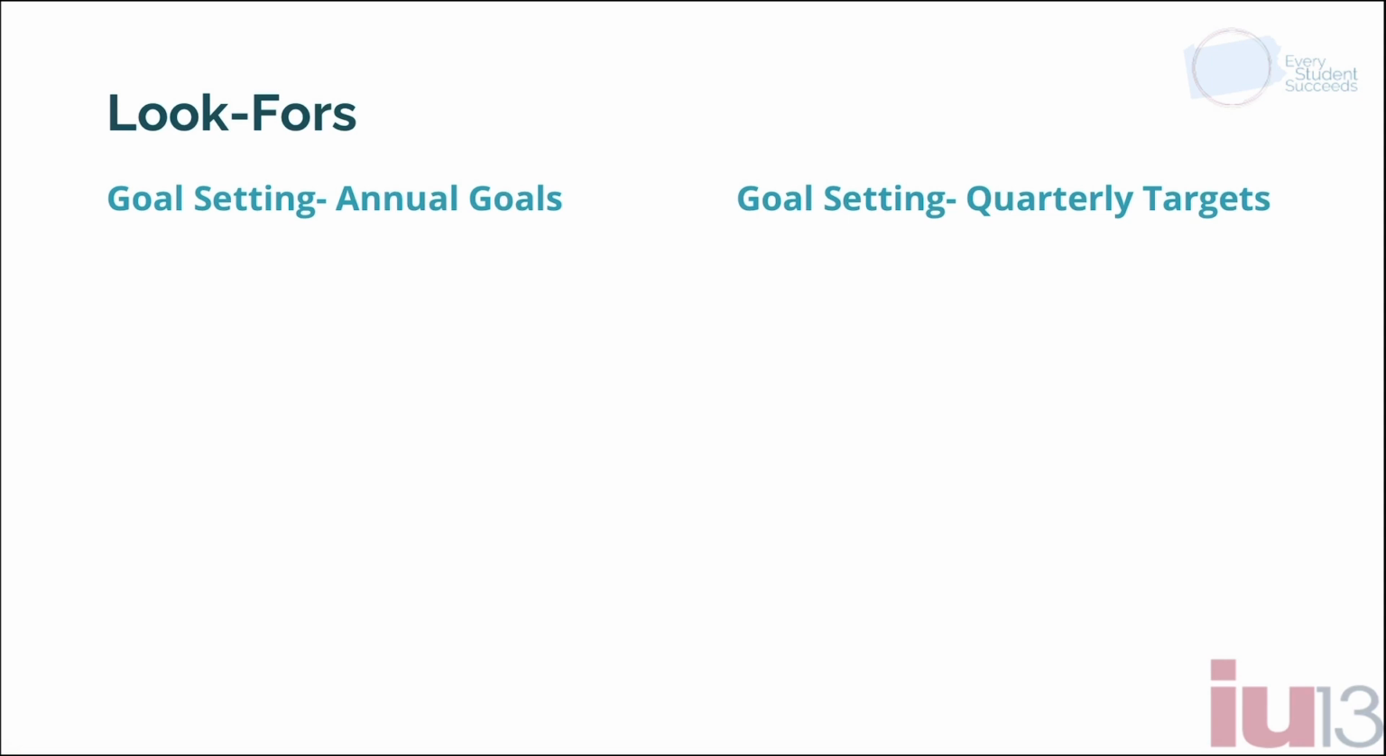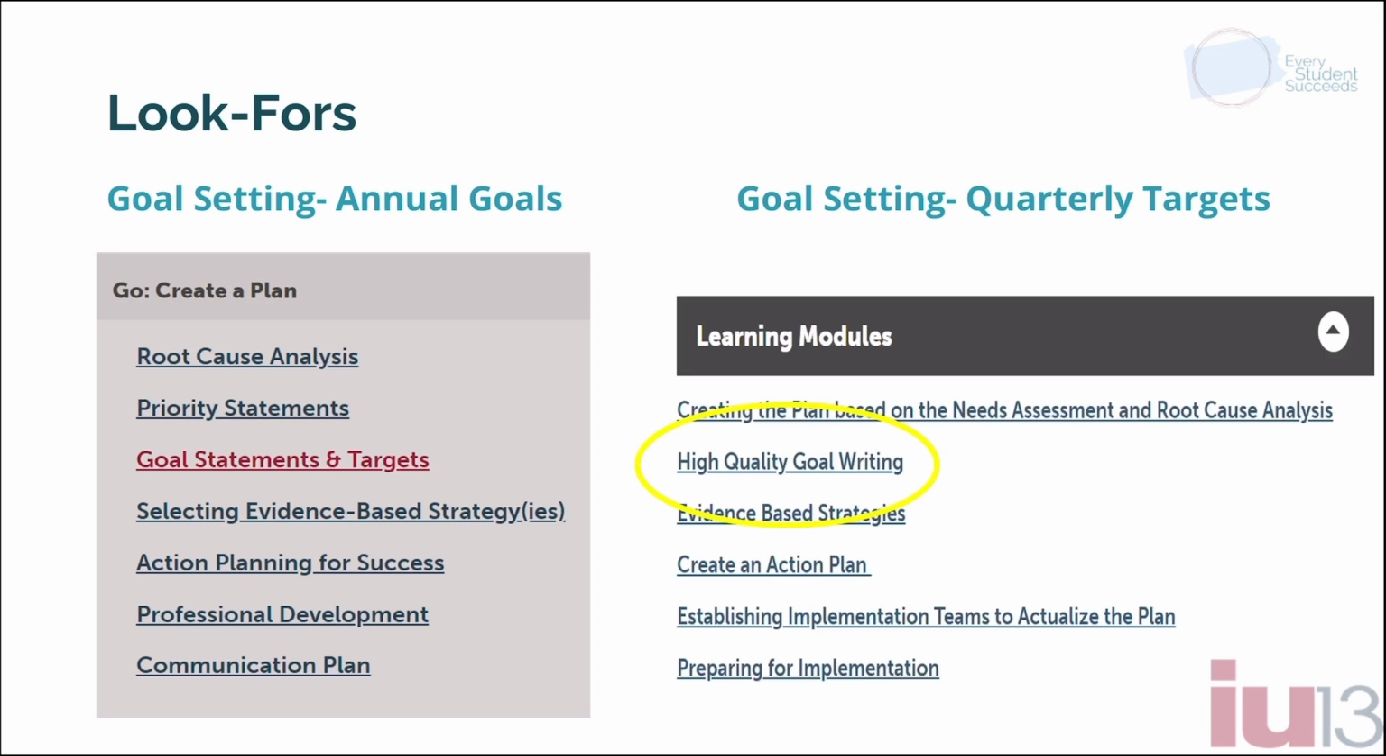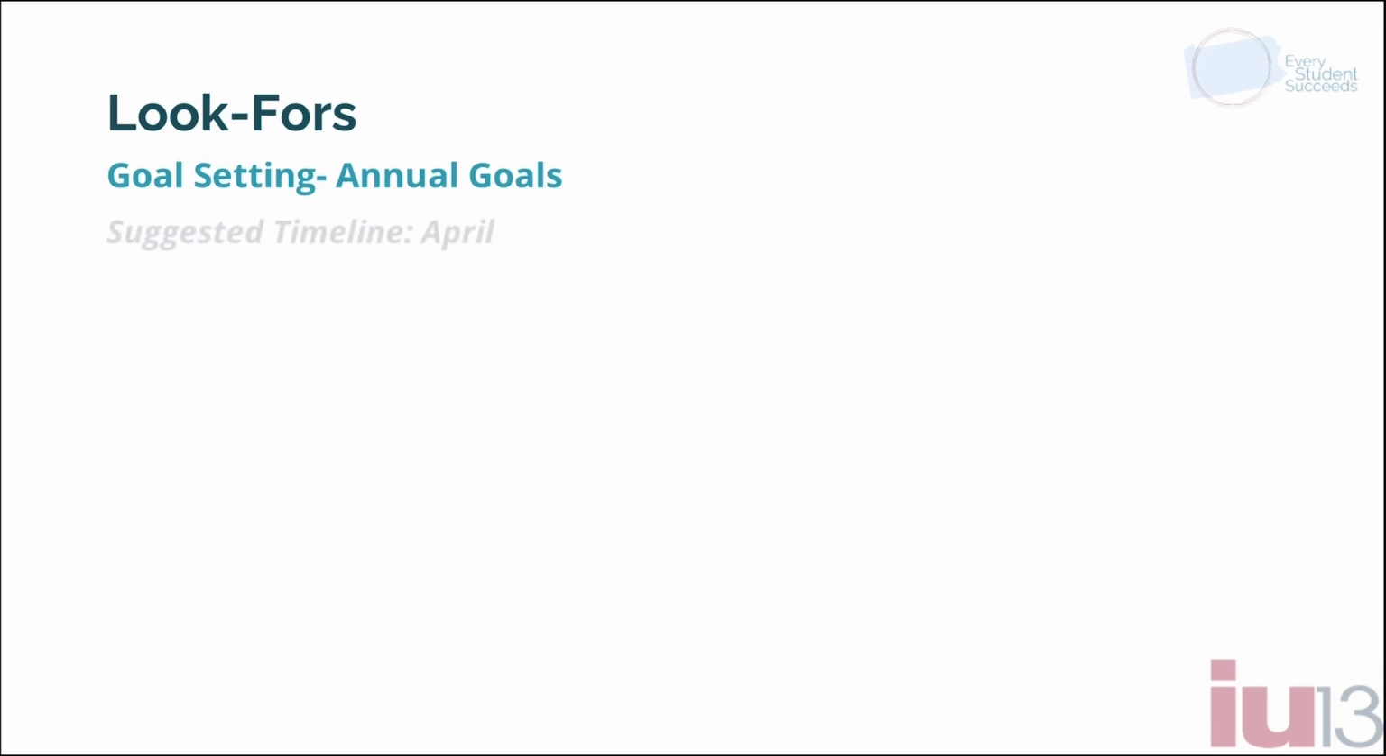There are 2 types of goals to develop, annual goals and quarterly targets. While I'll share a few look-fors, I'm not able to do justice to all that can be said about creating quality goals. A section of our website and a learning module has been dedicated to goal writing. The statewide team also has a performance management team, and its members can offer guidance with goal writing. I'll show you the website link and our email address at the end of this video.